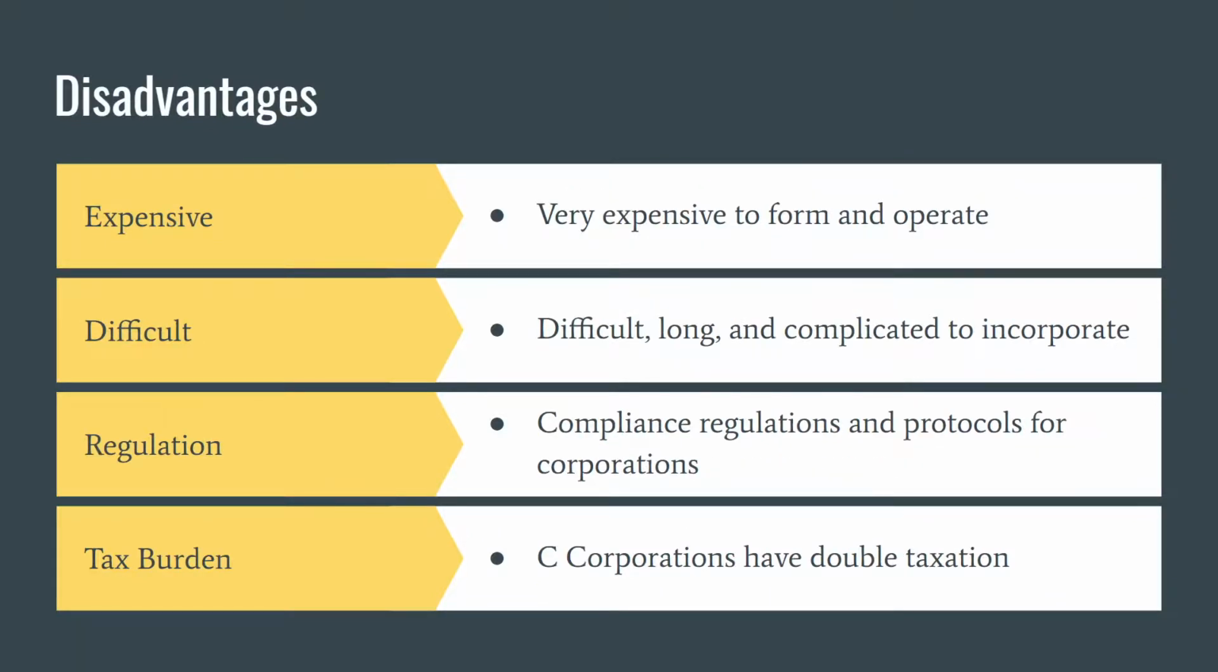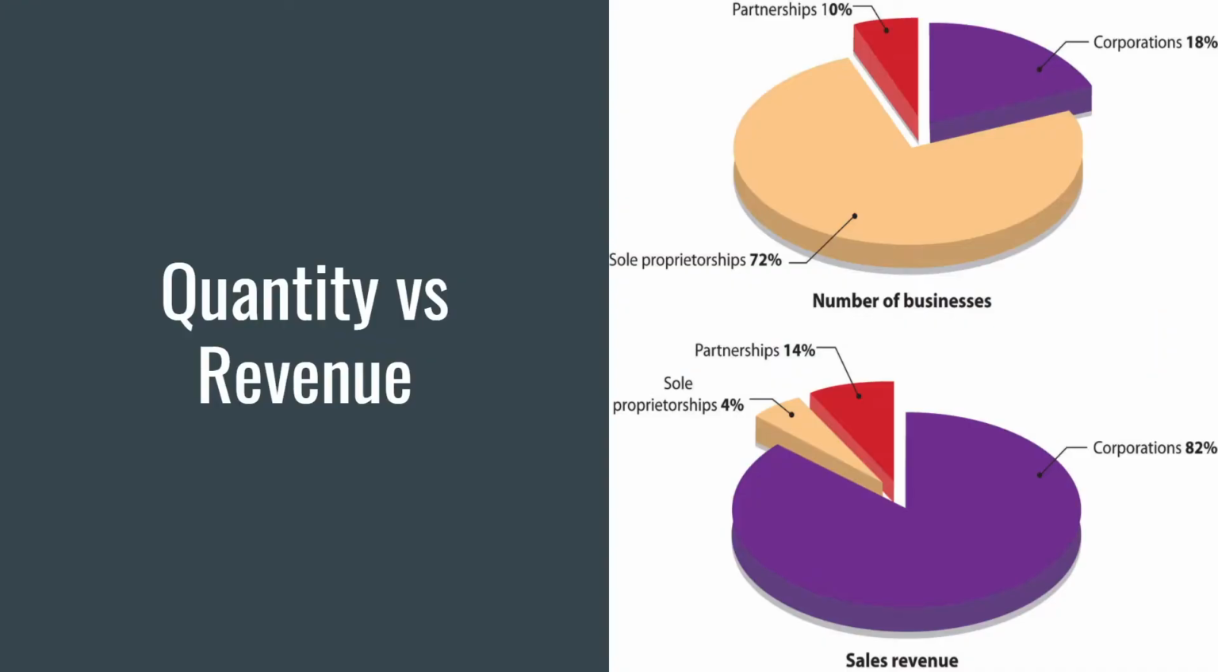But there are some disadvantages to it too, as it is very expensive to form and operate, and there are many regulations and protocols for corporations, as well as it's very difficult and long to actually become a corporation. And then some forms of corporations, like C corporations, actually have double taxation.